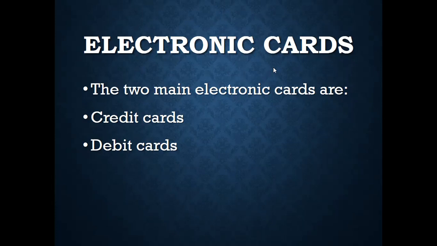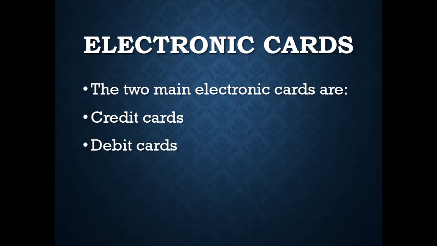All right, so basically, as I was saying, there are two main electronic cards. That is the credit cards and the debit cards. When we talk about electronic cards, what we mean is that electronic cards are small plastic cards which aid in electronic payments.